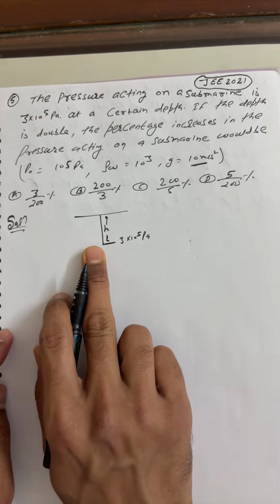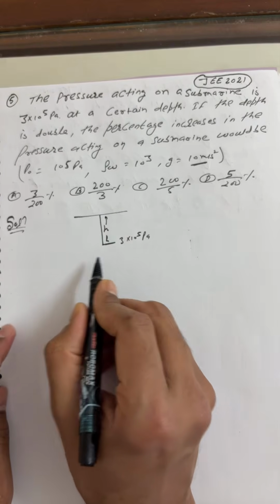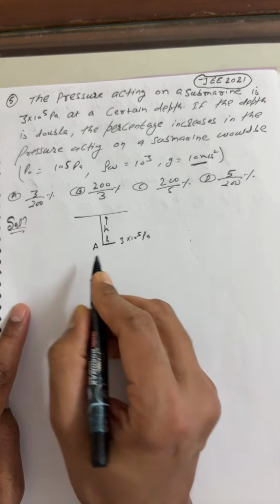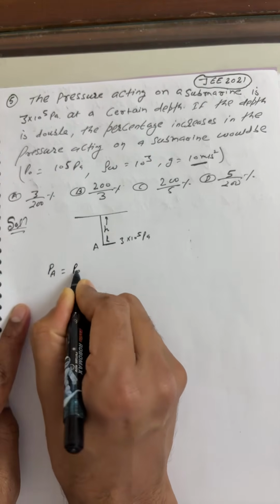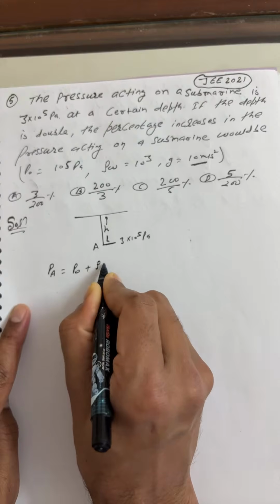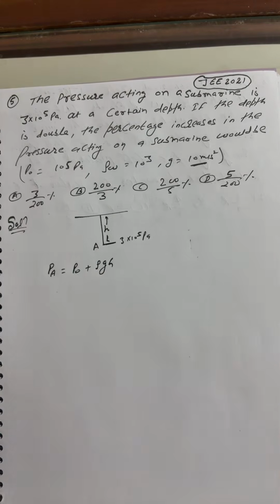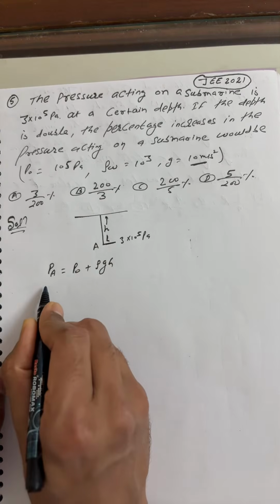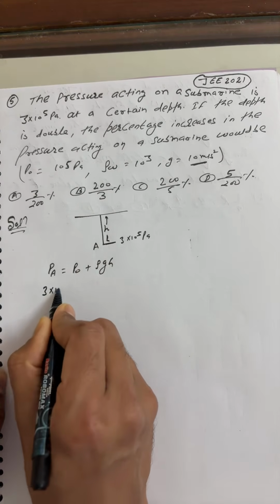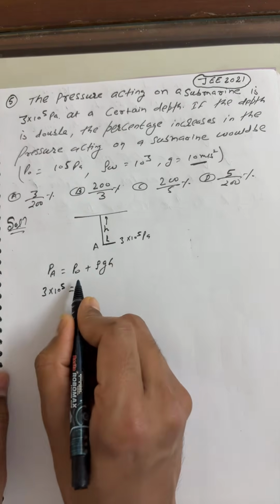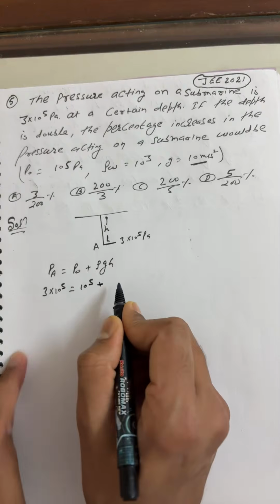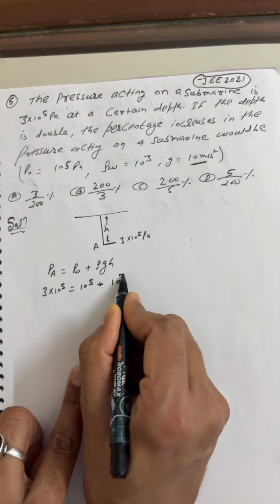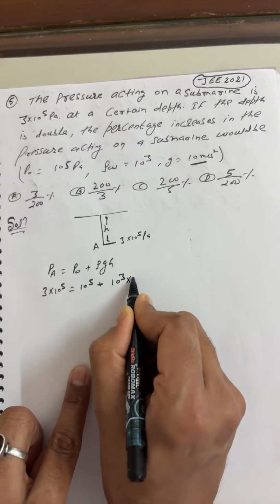Let us suppose I'm calling this point A. The pressure at point A is nothing but P naught plus rho g h. We already know PA, which is 3 into 10 to the power 5. P naught is already mentioned here as 10 to the power 5. The density of water we can take as 10 to the power 3, into g as 10, here.